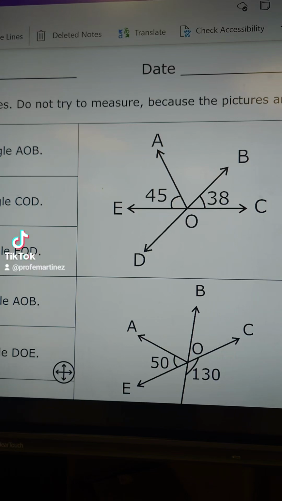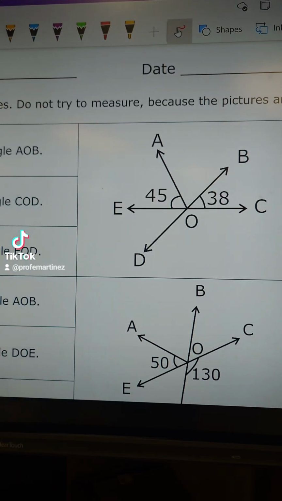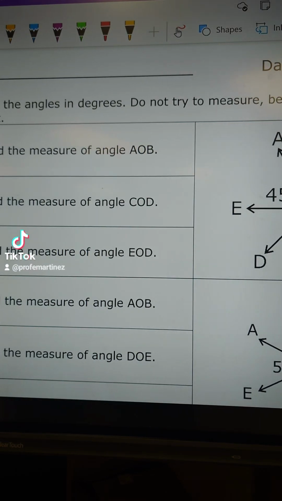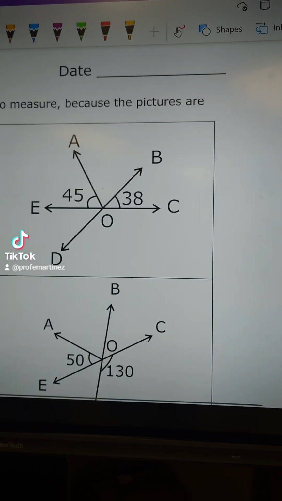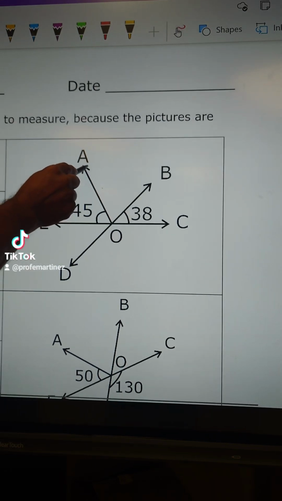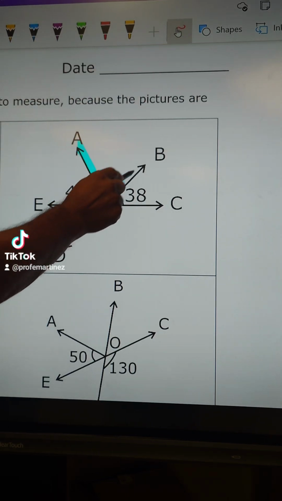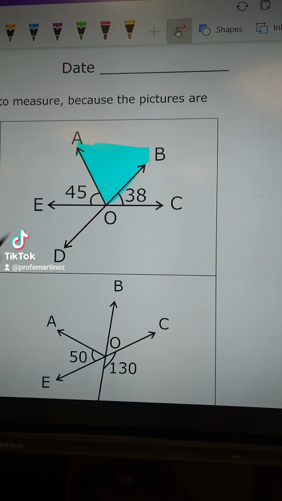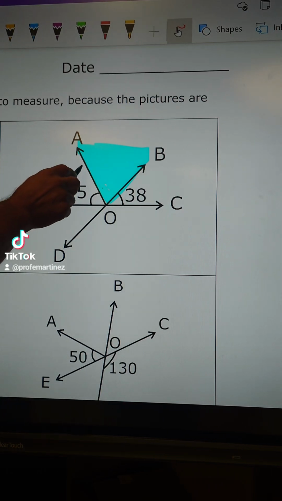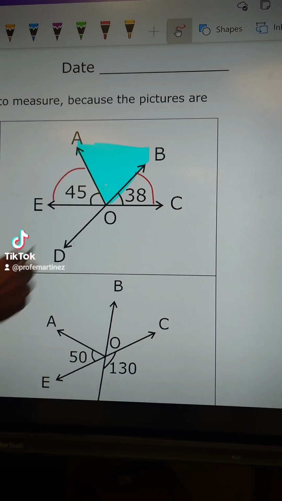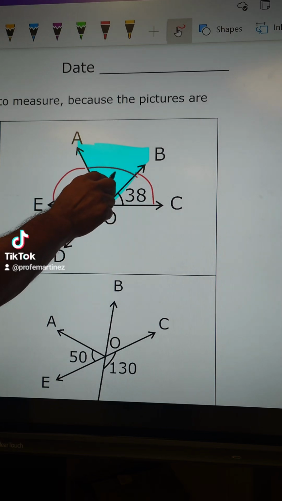Okay, so on number one, it wants you to find the measure of angle AOB. So find the measure of angle AOB. That's what we're gonna do. AOB is this here. So we need this measurement here. We're looking for that angle. Now we know that the one on the left is 45 degrees. This one's 38 degrees, and this one is X degrees.